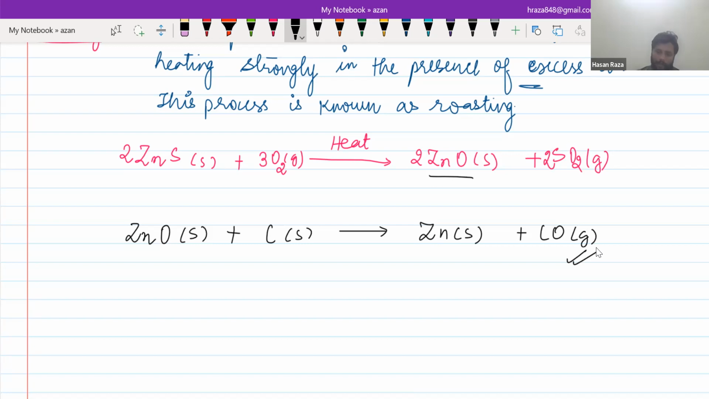So you can see, sulfide ores of low reactivity, you just need to heat twice. And in medium reactivity, if it is a sulfide ore, you need to heat in excess air and you will get metal oxide, and then use a suitable reducing agent like carbon and you will get your metal. But if it is a carbonate ore, we will do calcination, that is conversion of carbonate into oxide in limited presence of air. You will get metal oxide, and then again that metal oxide will be reduced with a suitable reducing agent like carbon and you will get your metal. Please do write it and let me know.